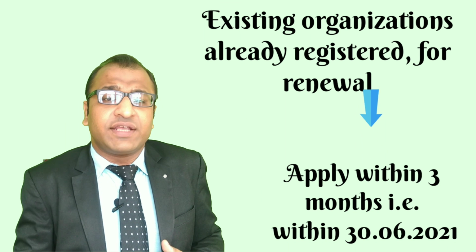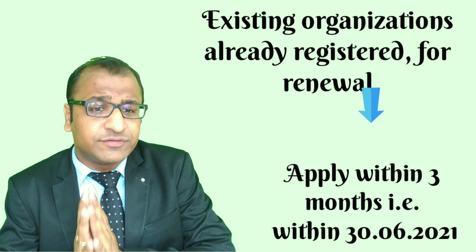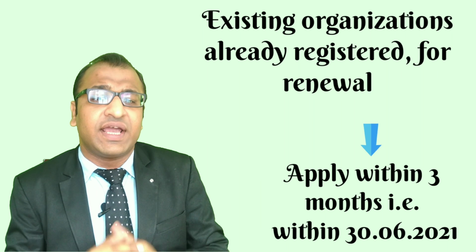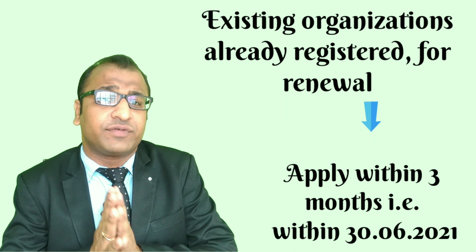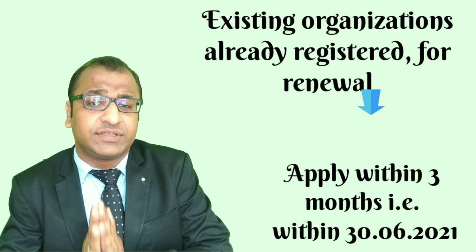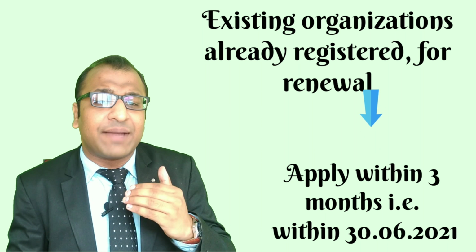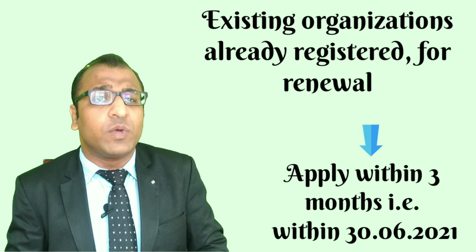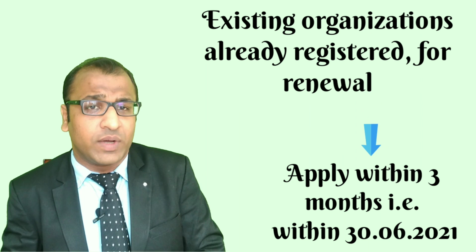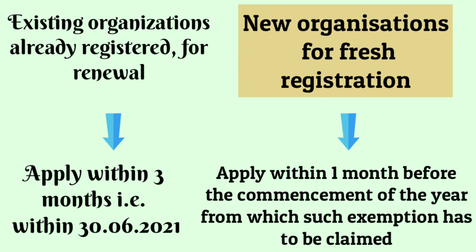When can such organizations apply in Form 10A? Organizations wanting to renew their existing registrations can apply within 3 months from the date specified in the notification, that is 1st April 2021. This implies the application process has already started with effect from 1st April and has to be filed by 30th June 2021. For organizations applying for fresh registration, it has to be applied at least 1 month before the commencement of the year from which such exemption has to be claimed.